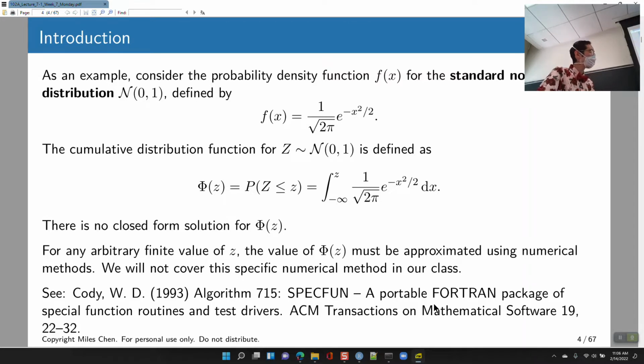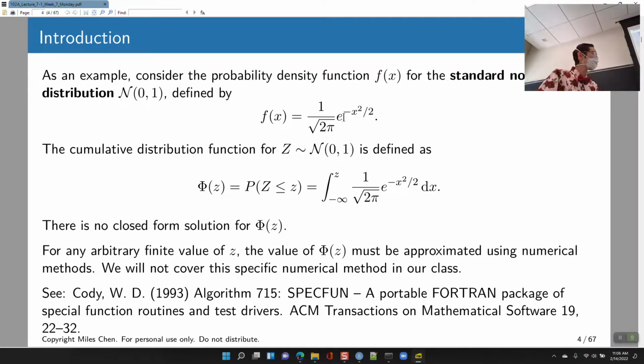So anyway, here's an example in statistics that we encounter all the time. You have the formula for the standard normal PDF, right? It's 1 over root 2 pi times e to the negative x squared over 2. And anytime you see e to the negative something squared, that's going to look kind of like a Gaussian distribution.